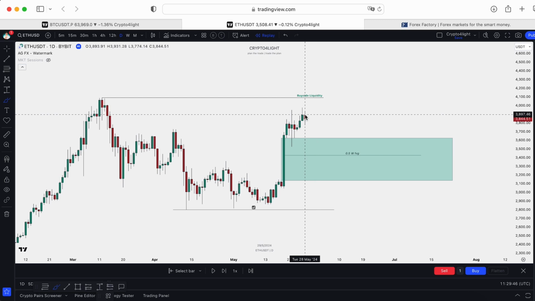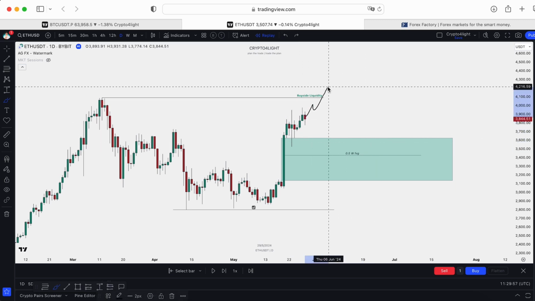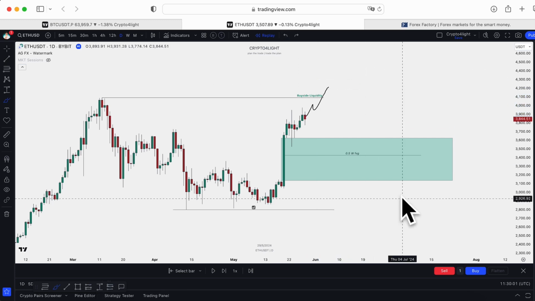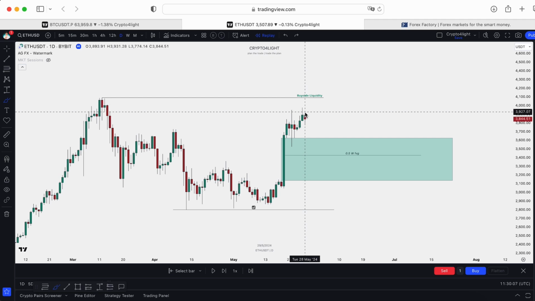I think it would be good to sweep this high and then go down to correction. But if we sweep this high, this will be the next high, and we can form the new lower high. But I can't know in a moment what will happen next.